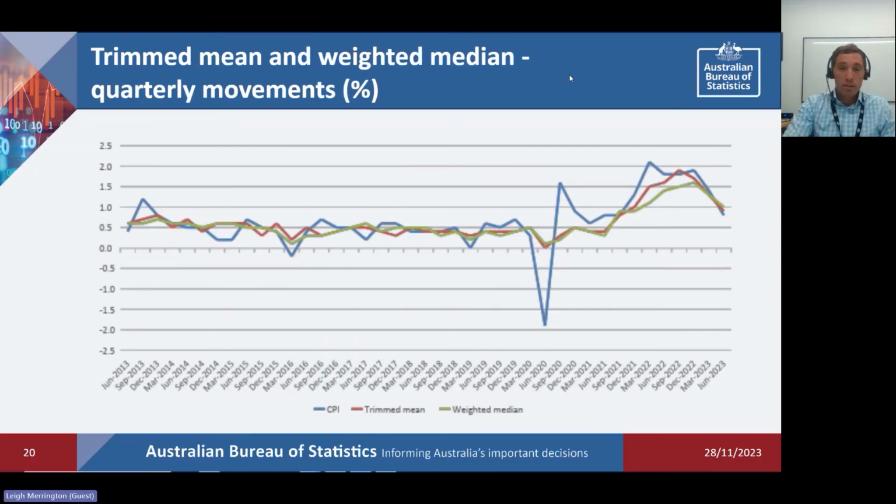This compares the quarterly movements. The CPI is the blue line. You can see it is a little volatile, particularly during the COVID period, where with things like free childcare and fuel, we saw deflation for one quarter. Then when free childcare came off and fuel prices rose, it shot back up. The weighted median and trim mean, the green and red lines, remove those impacts and give a much smoother series. They take care of those extreme movements and provide a better sense of the quarterly movement of inflation.